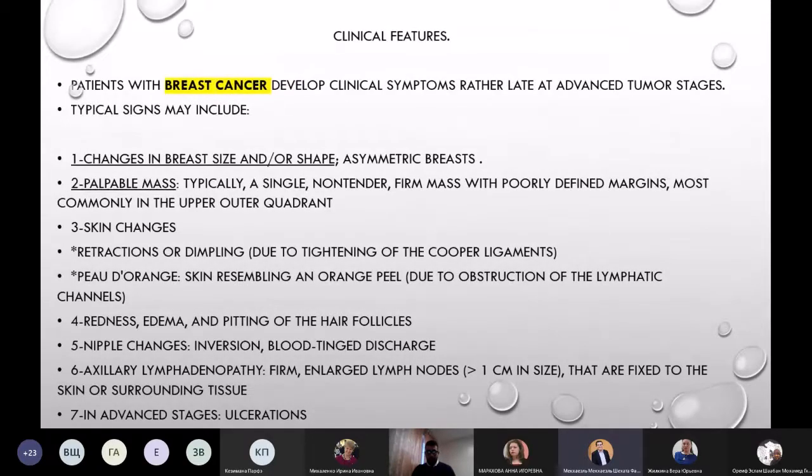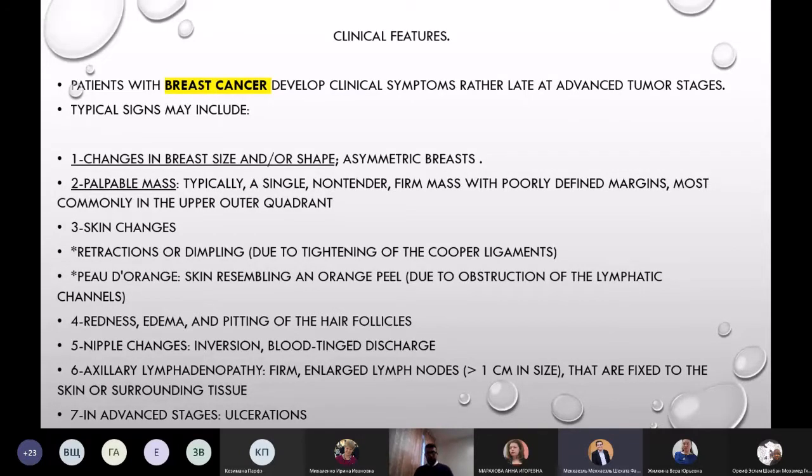Because we are working on behalf of the human being and our patient, we must go secondly to know what the clinical features of breast cancer are. We must remind that breast cancer develops clinical symptoms rather late, at advanced tumor stages.